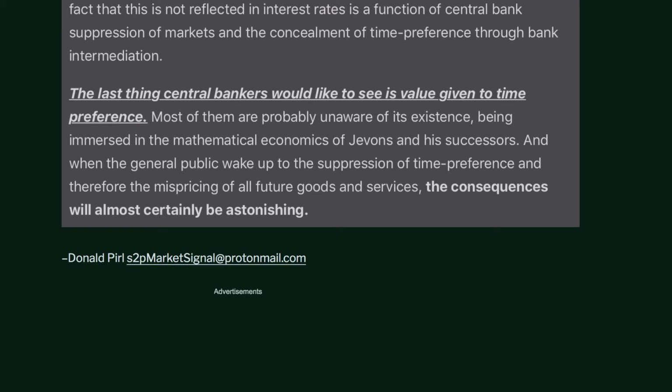The last thing central bankers would like to see is value given to time preference. Most of them are probably unaware of its existence, being immersed in the mathematical economics of Jevons and his successors. And when the general public wake up to the suppression of time preference, and therefore the mispricing of all future goods and services, the consequences will almost certainly be astonishing.